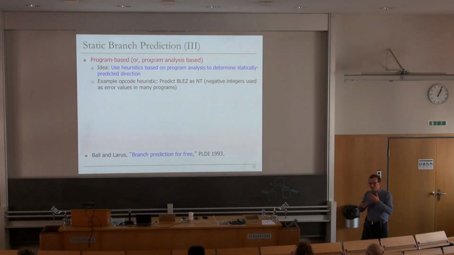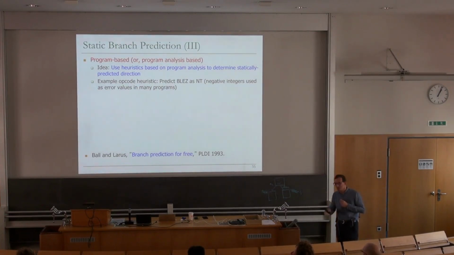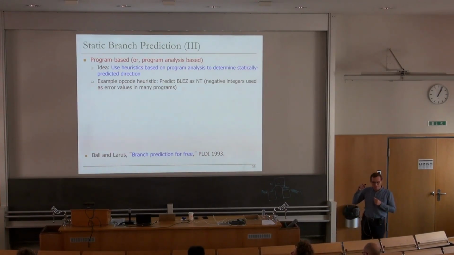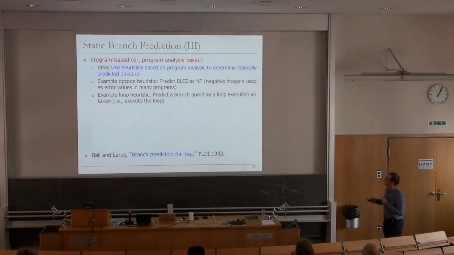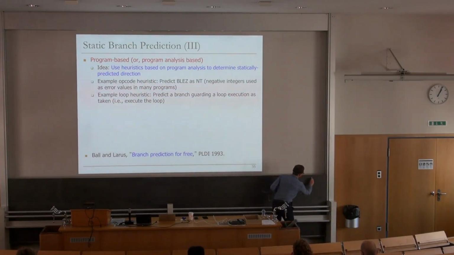Of course, this requires somebody encoding the heuristics to have some insight into the program, or they may have done their own profiling, right? That's why this is called program analysis based. A compiler analyzes the program, says, oh, okay, BLEZ, I have this heuristic, I'm going to set that bit as not taken. Another one, loop heuristic. Predict a branch guarding a loop execution as taken. Basically, this is a branch that's really guarding the loop execution. It's not the loop branch. If X, for, basically, it's protecting the loop.